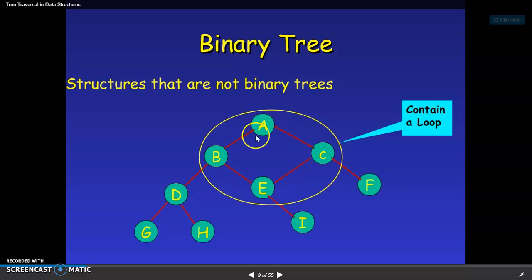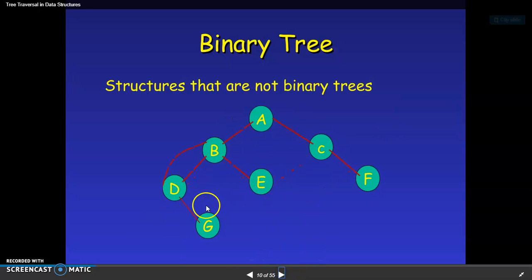A tree should not contain any loops. So it is not a binary tree, and at the same time, it is not a normal tree also. A closed loop should not be there in the tree. Next, this is also not a binary tree because here there is a line from D to B. It should not be there in trees.